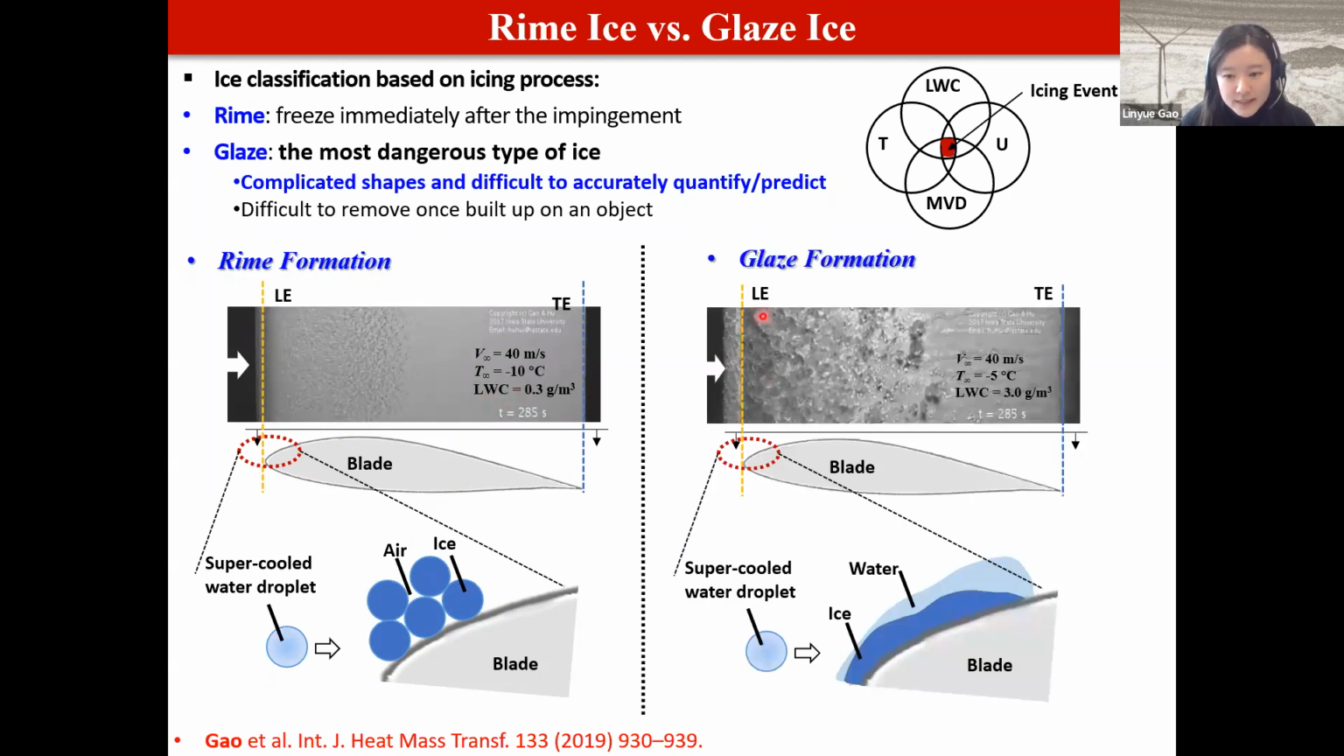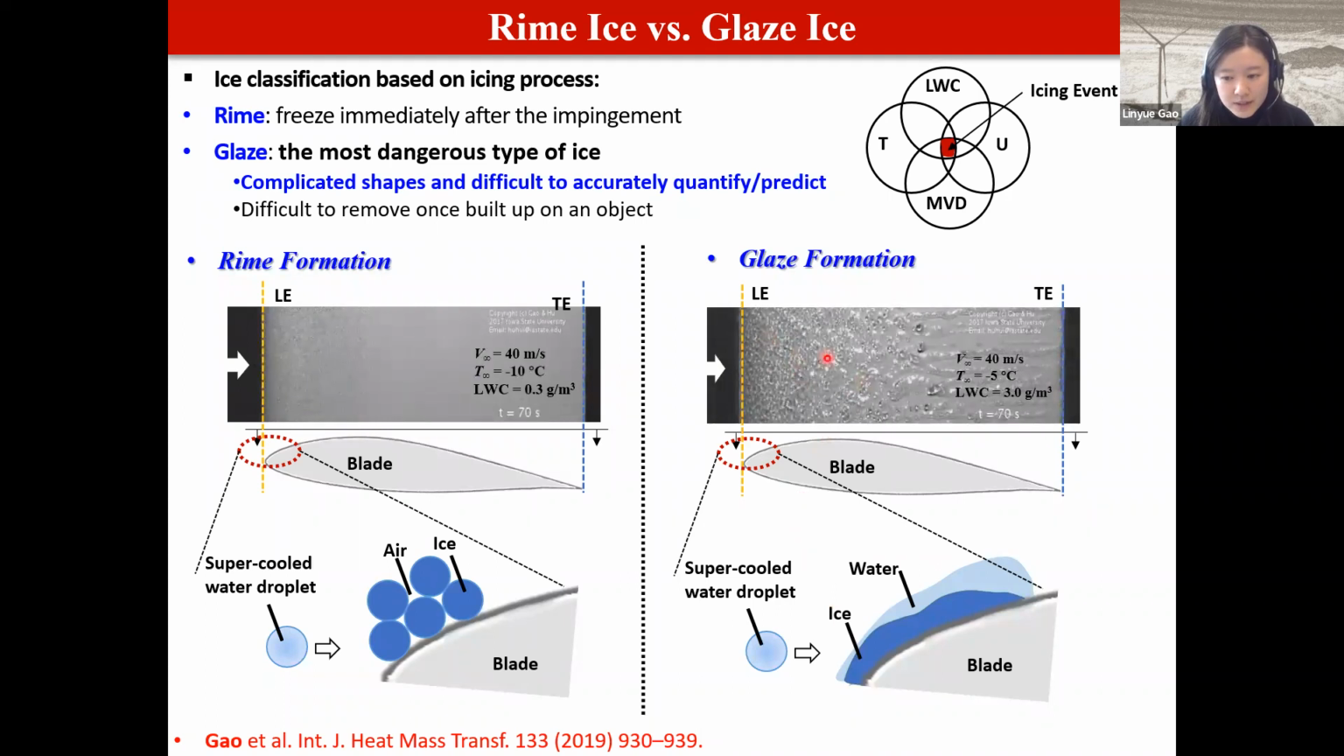On the right side, here is an animation of glaze ice formation, with a large number of supercooled water droplets impinging onto the airfoil surface. Tremendous latent heat of fusion will be released, associated with the rapid solidification of the impacted water. Since the heat transfer process over the airfoil surface cannot remove all the released latent heat of fusion immediately, only a portion of the impinged water droplets freeze into ice upon impact.